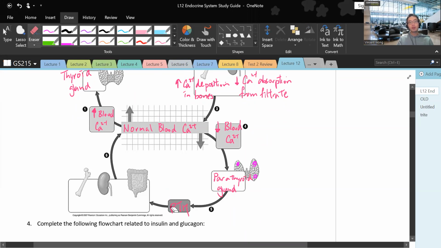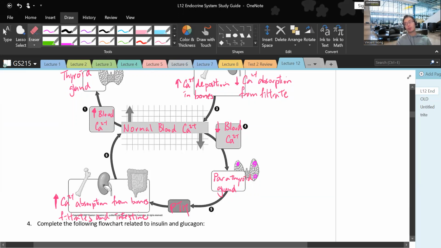which is PTH for short. Right, so PTH is going to try to bring your blood calcium level back up by acting on the bone, the kidney, as well as your intestine. So you will increase calcium absorption from bones, filtrates, and intestine. So if you're chronically low in calcium from your diet, then the intestine is not a viable source.